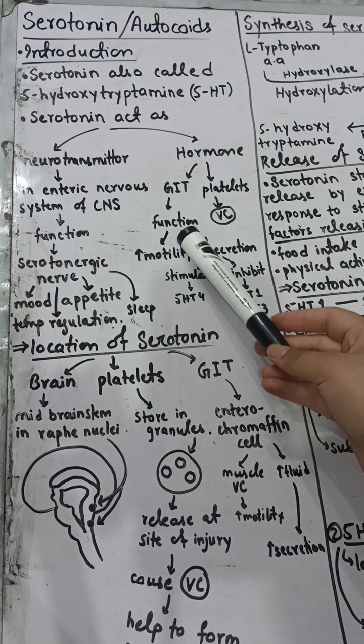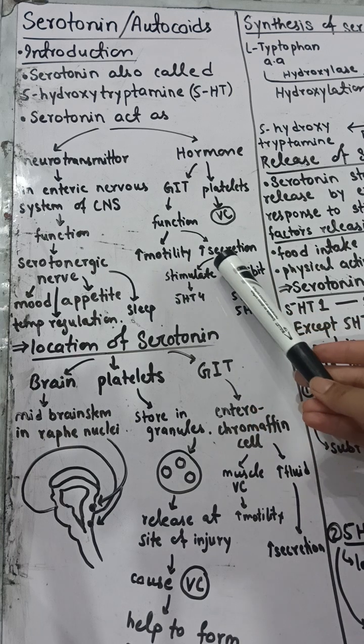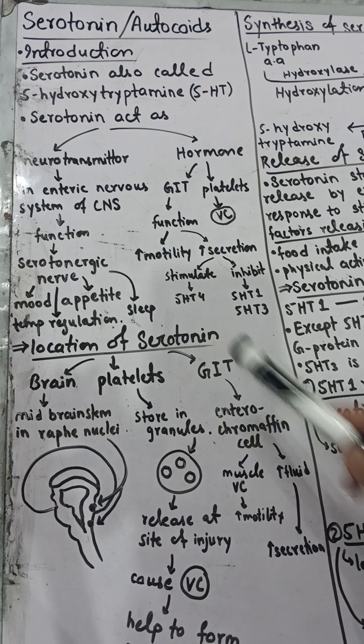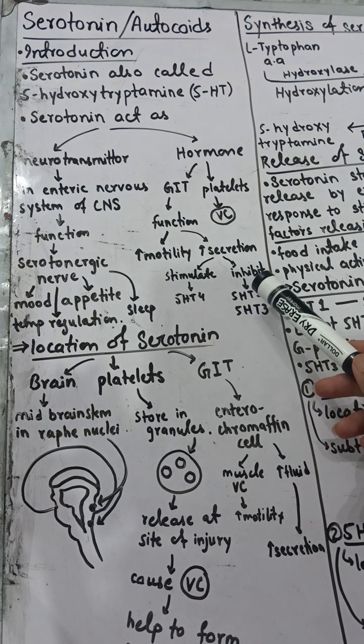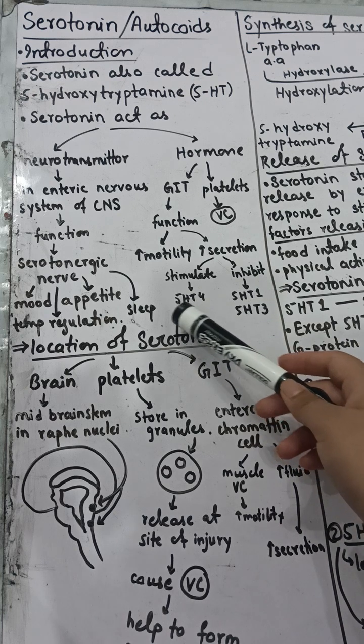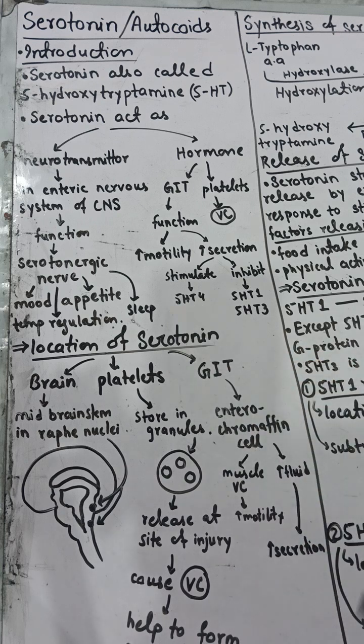In the GIT tract, its function is to increase motility or secretion, but it does not always increase the secretion. Sometimes it has a stimulatory effect and sometimes an inhibitory effect. If it binds to the 5HT4 receptor, it will increase the secretion. But if it binds to the 5HT1 or 5HT3 receptors, it will inhibit the secretions of the GIT tract.